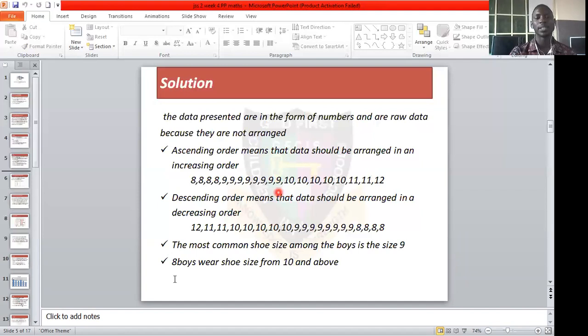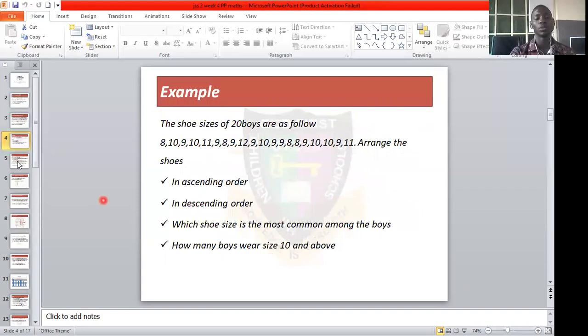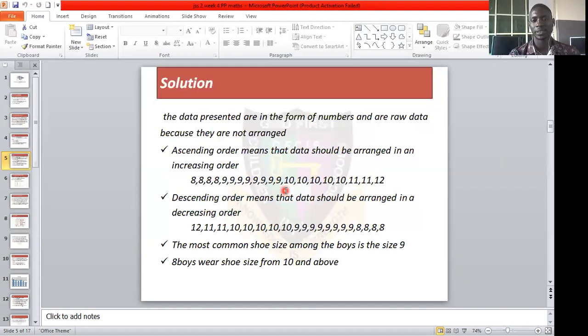And let's say the question says, how many boys wear from shoe size 10 and above? So just from your orderly arrangement, you pick from 10. The least number is 10, then you count 1, 2, 3, 4, 5, 6, 7, 8. 8 boys wear shoe size from 10 and above.